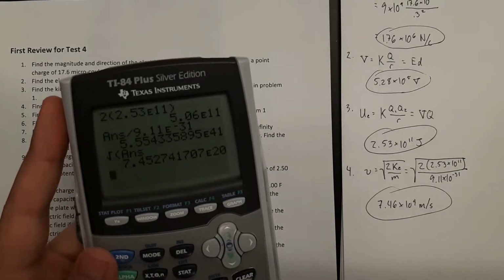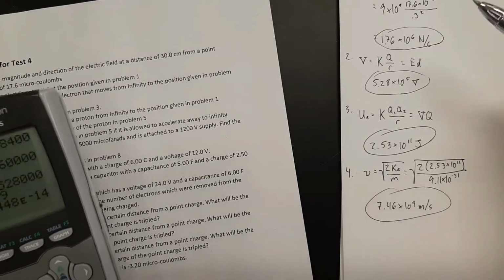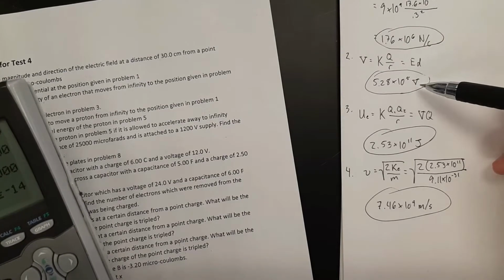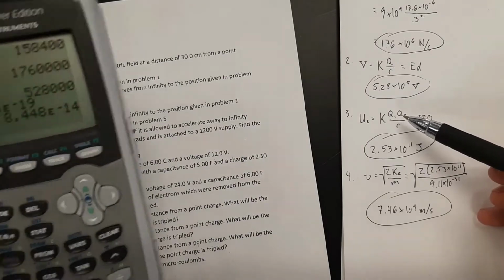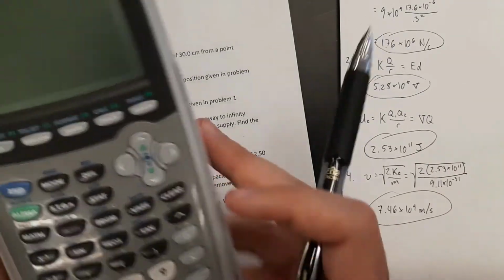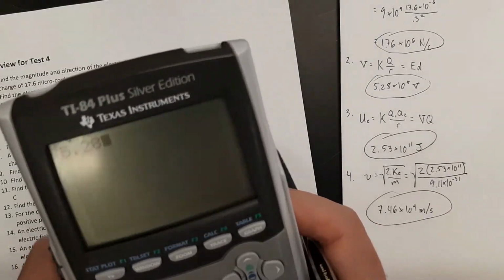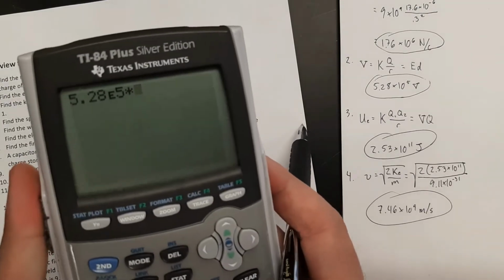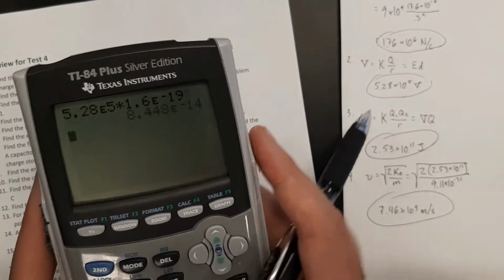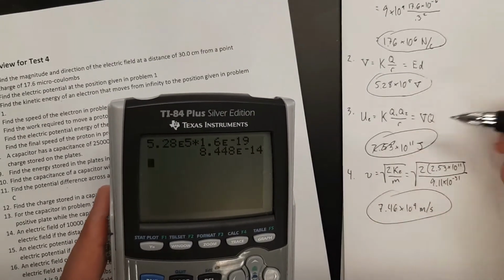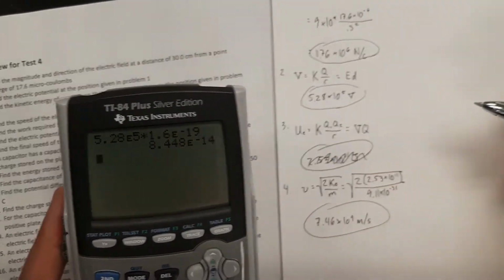All right, I'm going to pause for a second. So a couple of screw-ups that I found. On this one, when I did the charge, I used times 10 to the negative 16th instead of times 10 to the negative 19th. So 5.28 times 10 to the 5th times the charge of the particle we put in, 1.6 times 10 to the negative 19th. Okay, so that is going away.